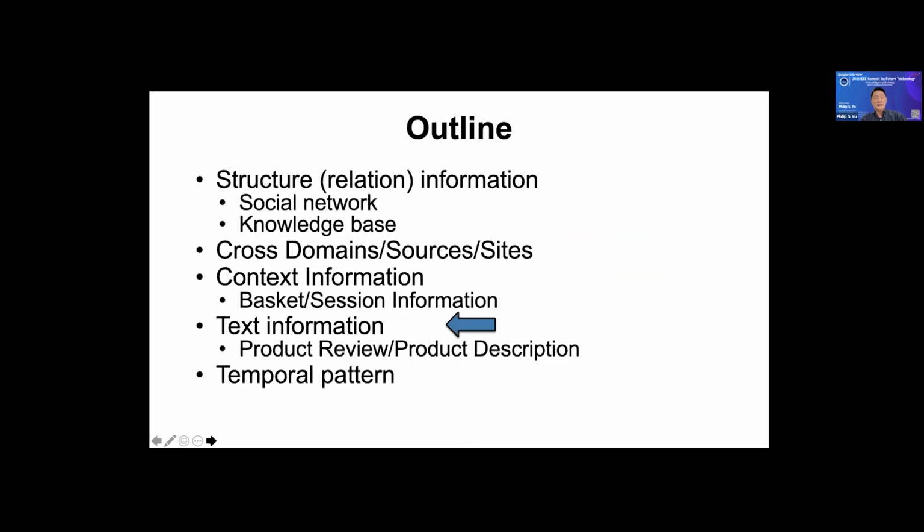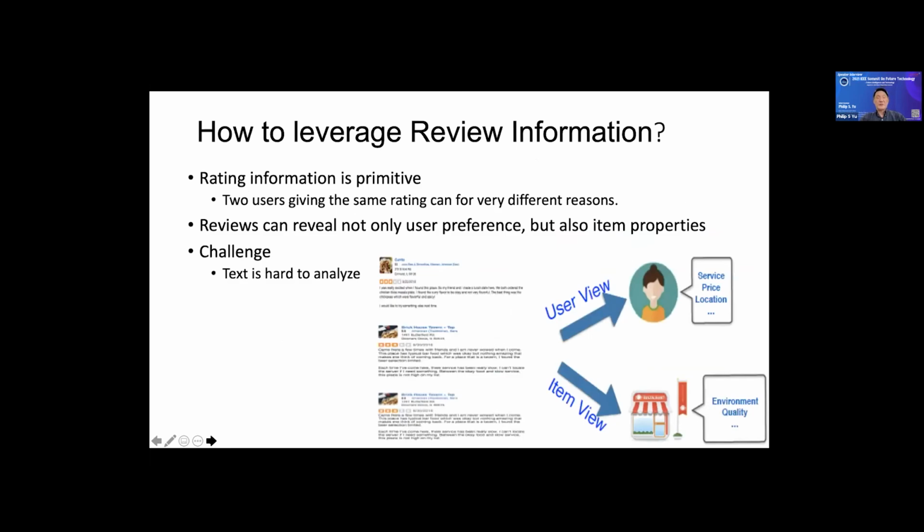Okay. So the next type of information we can consider is text information. Previously, we talked about rating information. Because rating is a single number, it's very easy to handle. We can say if two persons rated a product with rating 5, then they are similar because they both like this product. But actually, not only do we have the rating information, we also have the review information. Review information gives you more detail, the reason why a particular person liked the product. Two persons can give the same rating for very different reasons.